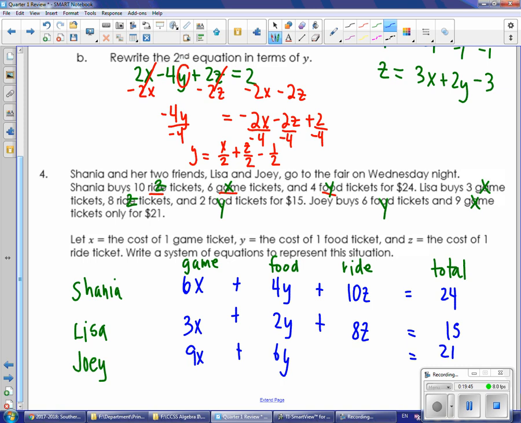If the variable definitions aren't given, sometimes it helps to call the game tickets G, the food tickets F, and then the ride tickets R when you're putting them in the equation, and then just kind of organizing them from there. But I do think it helps to kind of organize the columns using headings of the items that are being purchased. Okay, you were not asked to solve this equation, just set it up.